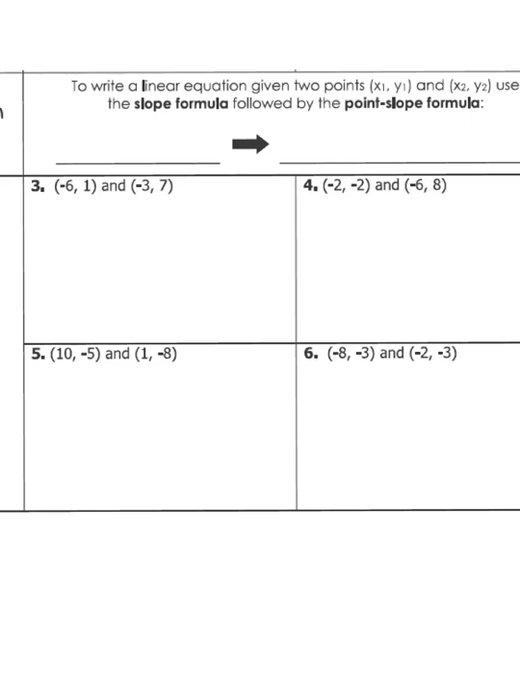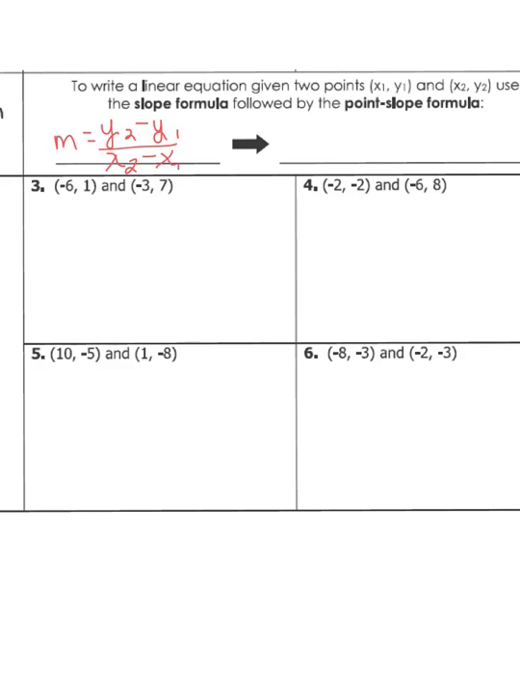So to write a linear equation, given 2 points, x sub 1, y sub 1, x sub 2, y sub 2, and remember that the sub 2's mean that this point belongs to point 2, and the sub 1's mean this point belongs to point 1. You're going to use the slope formula followed by the point slope formula. So to remind you again, the slope formula is m equals y sub 2 minus y sub 1 over x sub 2 minus x sub 1.